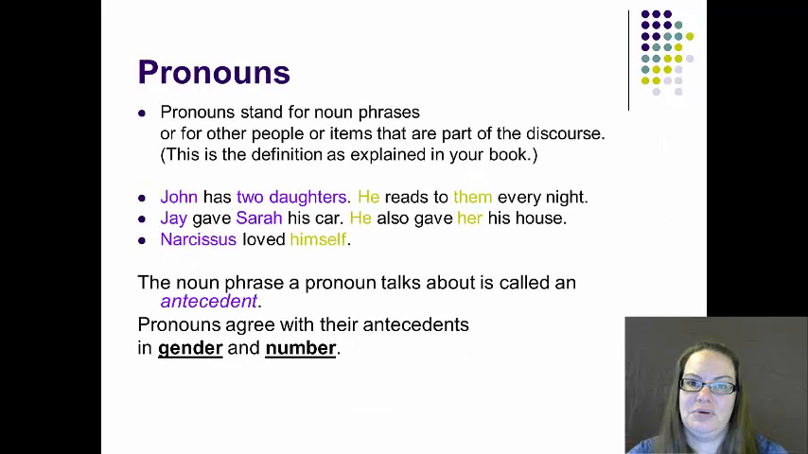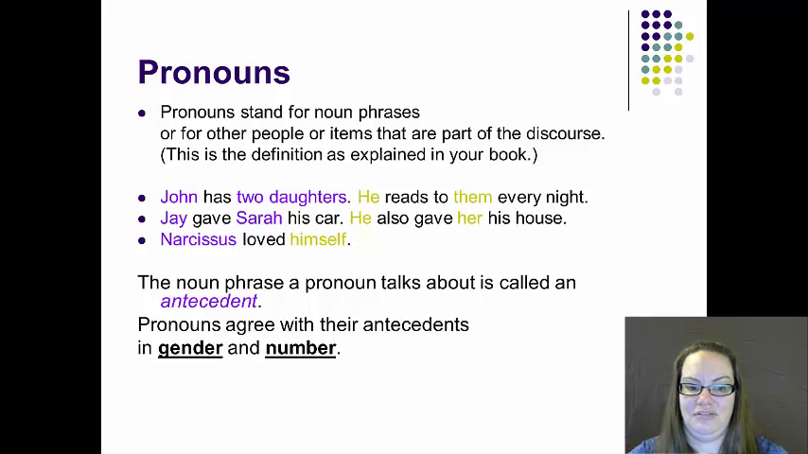Let's take a look at some pronouns that stand in for noun phrases. We've already learned about noun phrases and what those are. Here are some examples where we can use pronouns in place of the noun phrase. John has 2 daughters. He reads to them every night. So here we're using he and them to stand in for John and his 2 daughters. Okay? Jay gave Sarah his car. He also gave her his house.